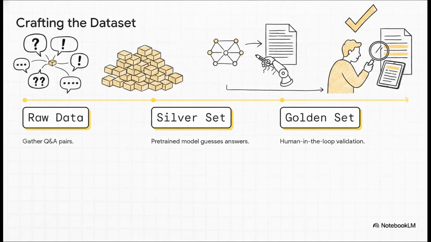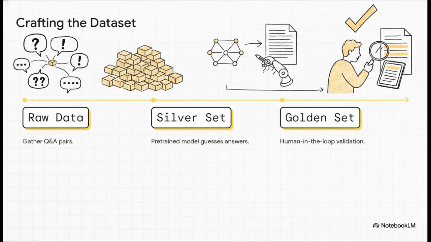Moving on to Section 3, Gathering Materials, Crafting the Golden Dataset. Now, it goes without saying, you literally cannot train an AI without high-quality data. Before our reader model can highlight anything, we have to teach it what a correct answer actually looks like for our specific data. We kick things off with raw data, just real questions and accepted answers from a community forum.